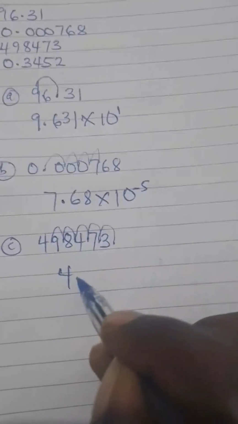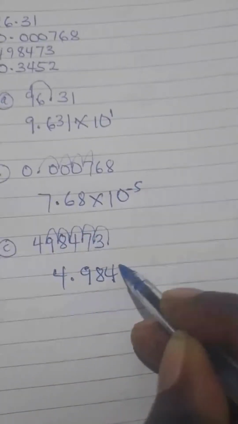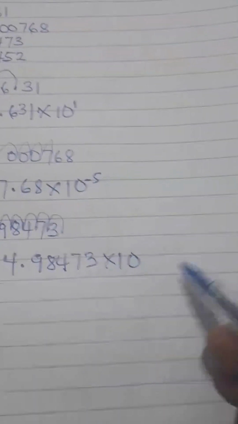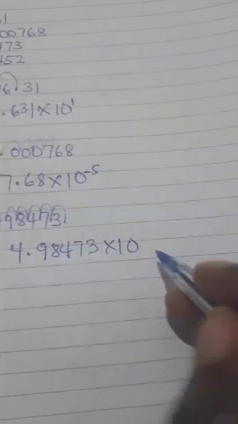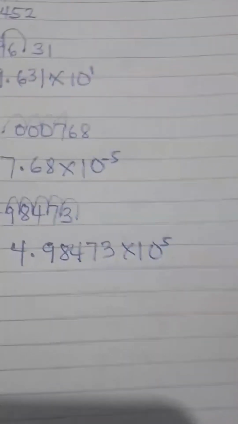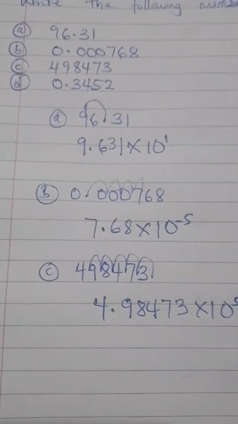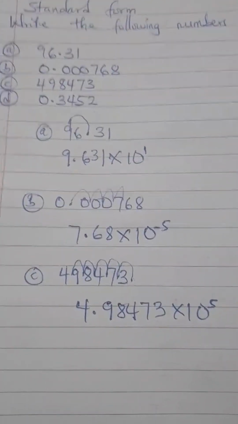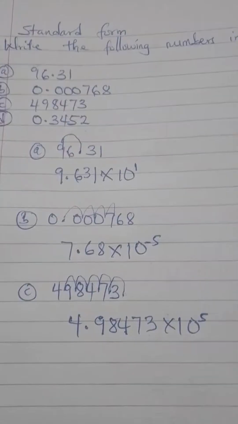So that becomes 4.98473 times 10 exponent, because we shifted 1, 2, 3, 4, 5. That will be positive 5. Right. So the last one, which is 0.352, I will leave that one with you so that you solve it. You write your answer in the comment section for us.